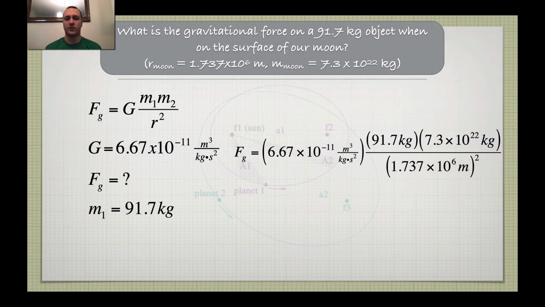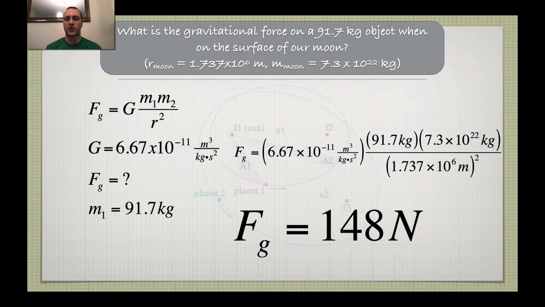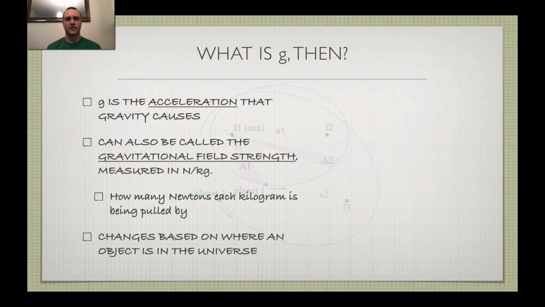Now here we don't need to rearrange the formula because we're looking for the attractive force between them. So we have big G, we have our two masses, the mass of the object and the mass of the moon, and then we have the distance between their centers of mass, which in this case would be equivalent to the radius of the moon. Note that we have to square that value, and we get the attractive gravitational force between these two objects is 148 newtons.